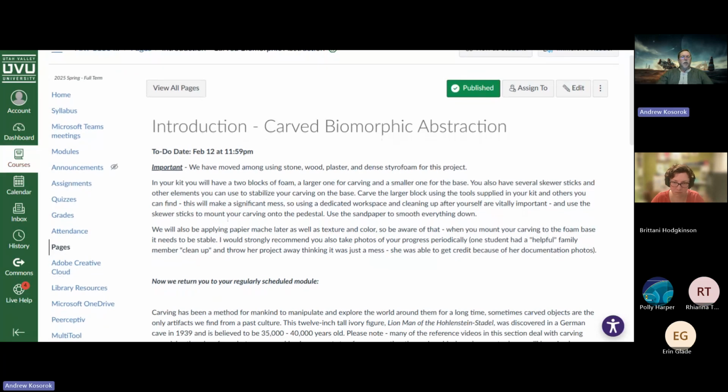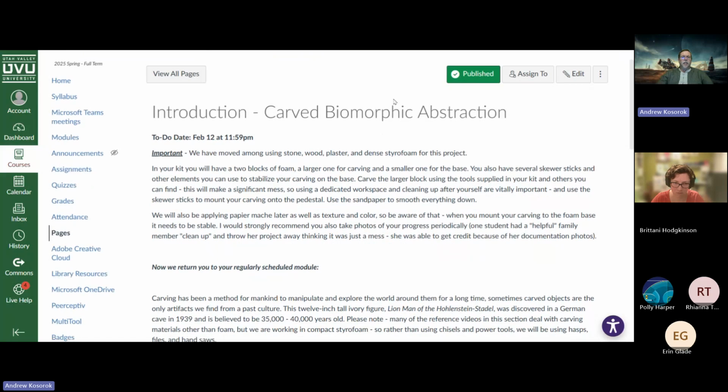Okay. All right. Good. The carved biomorphic abstraction. Biomorphic means basically shifting organic forms. Morphic means shifting, changing, transformative. Bio means organic, living. And abstraction means we're simplifying it. We're taking it out of context. We're not showing it to be naturalistic.